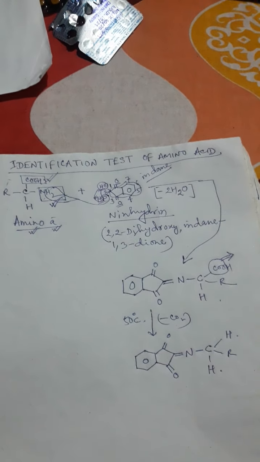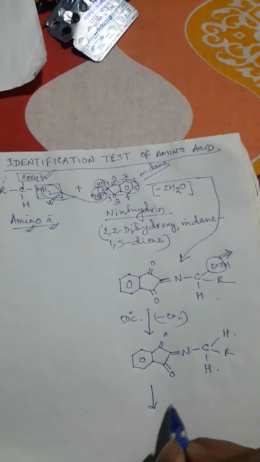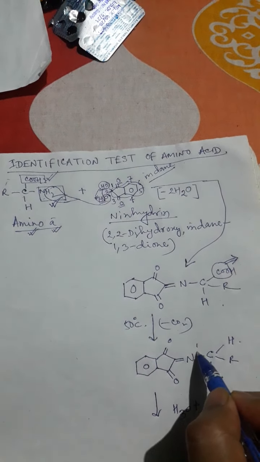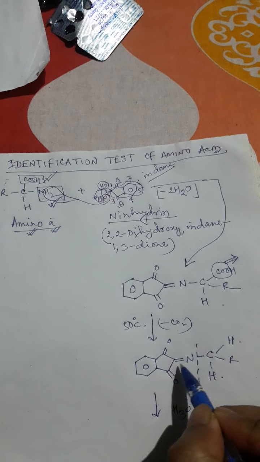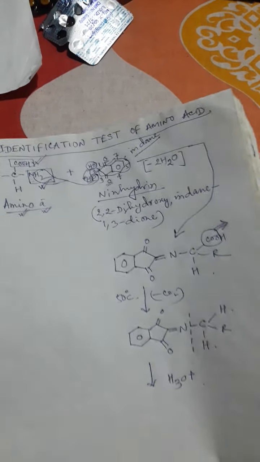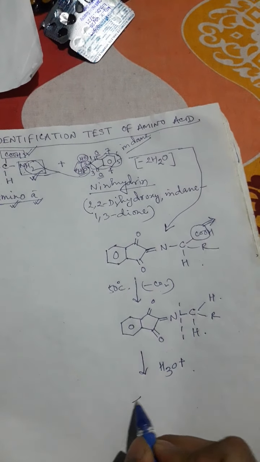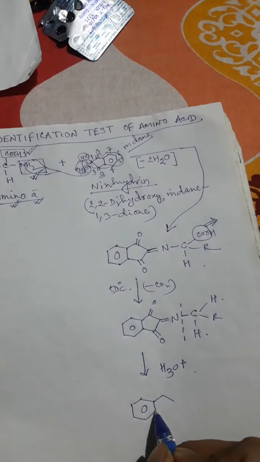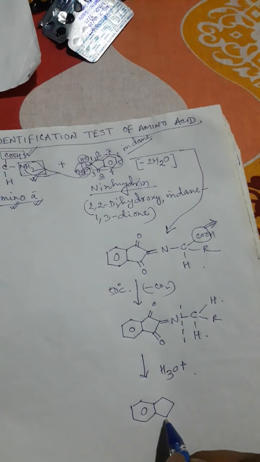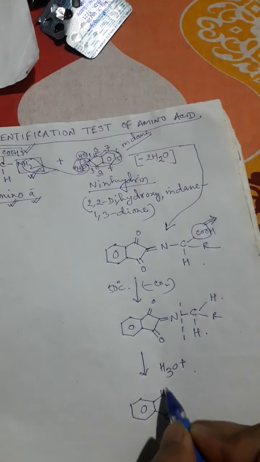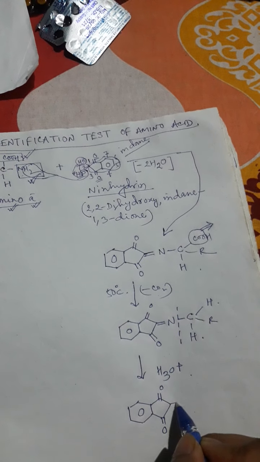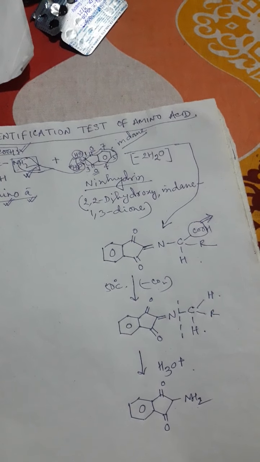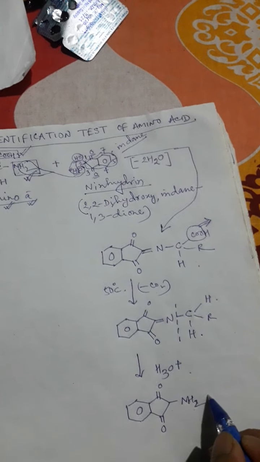Now you see, the next step is just hydrolysis. What will happen? This ring will break from here, and this double bond will be converted to a single bond. That means it will form like this one. Double bond O, then here it becomes NH2. Okay, NH2.